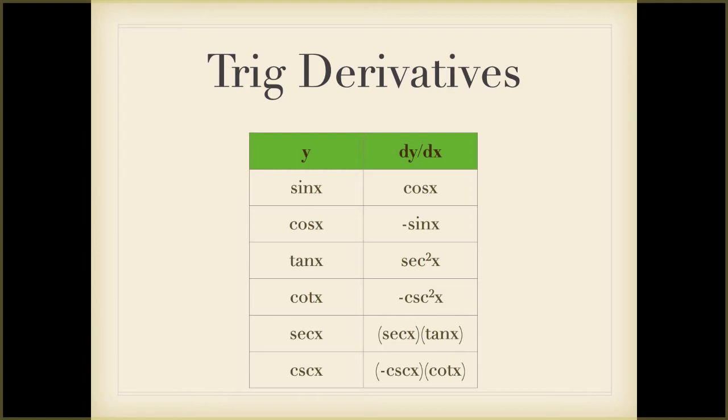Once we know the derivative of sine x and the derivative of cosine x, the other four can actually be derived by using our quotient rule for finding derivatives. You will need to know all 6 of these, so I strongly recommend you put these on note cards and learn them, because you need to know all 6 of these.